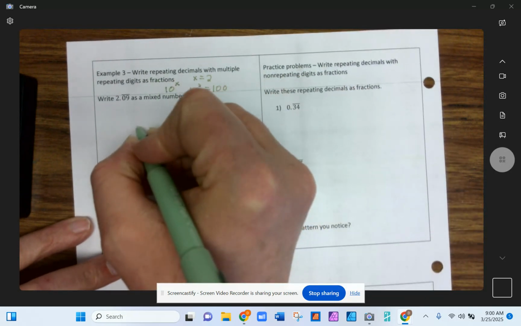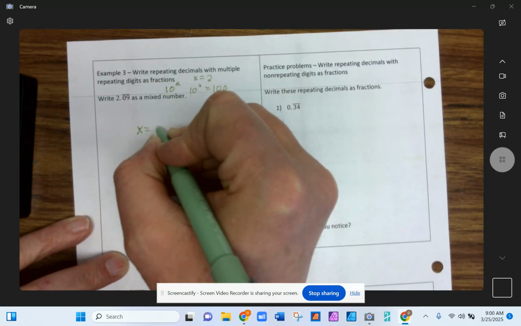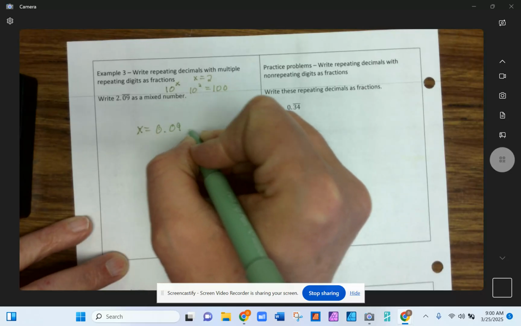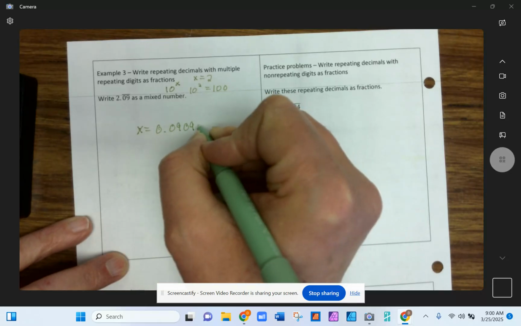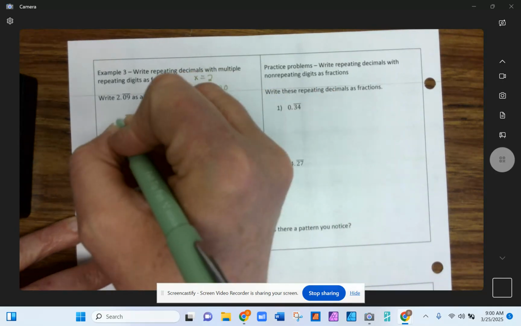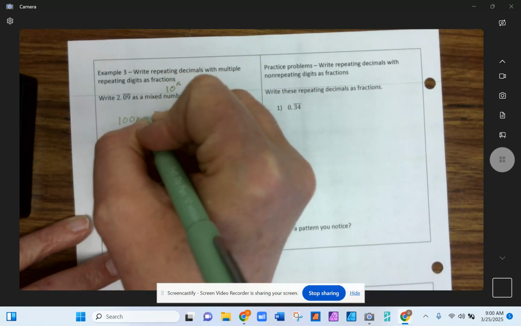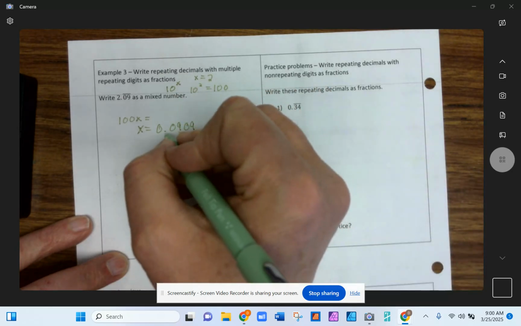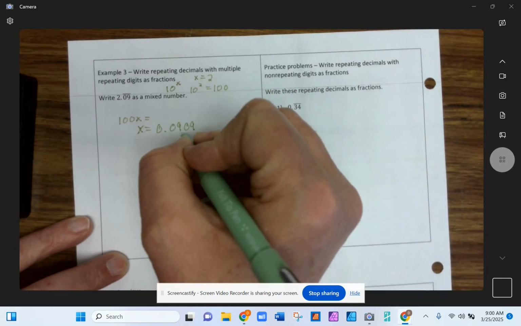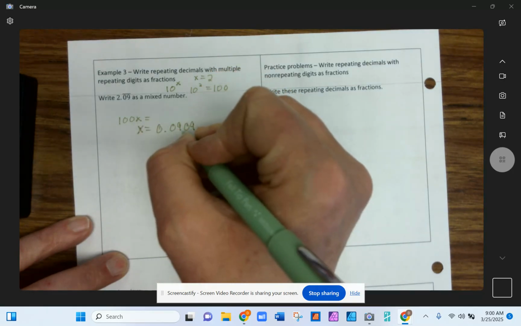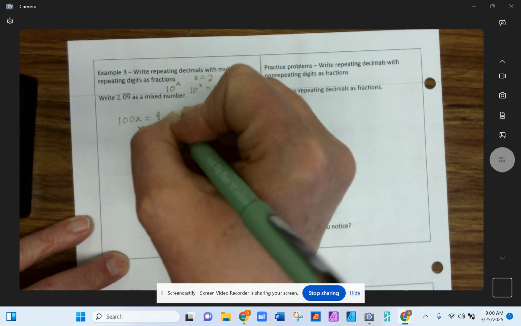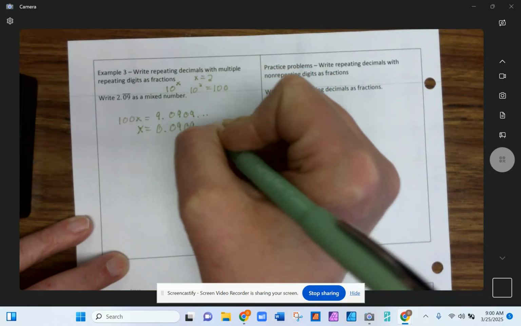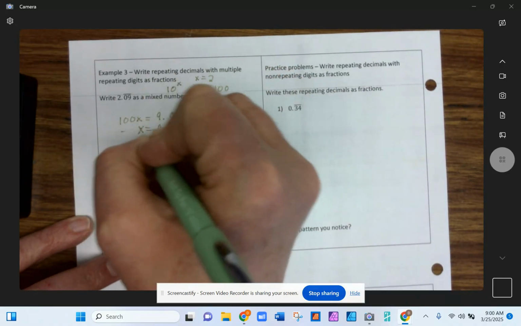So I'm just going to forget that whole number for a moment, and I've got x equals 0.0909, right? And on the top, I'm going to have 100x, because we're multiplying by 100 because it's 10 squared. And so this is going to move the decimal twice over. So this becomes 9.0909. And again, that goes on forever, right? So it's 090909.